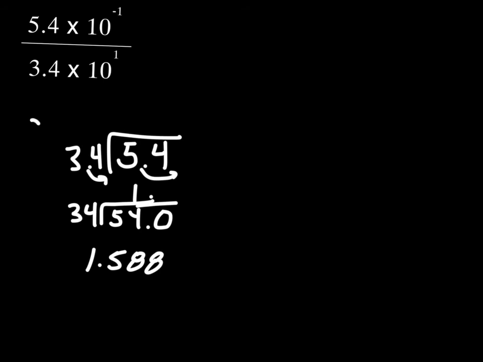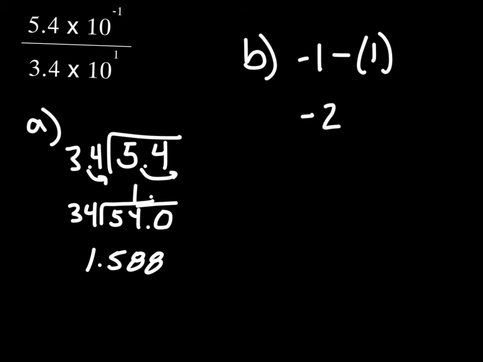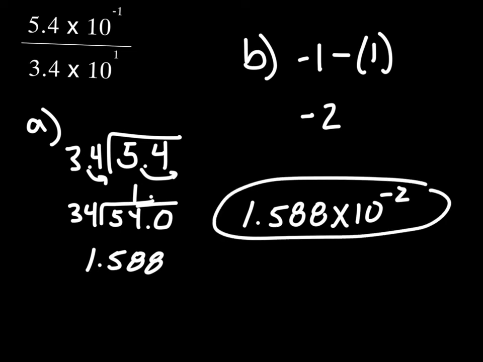And again, this for step A is pretty straightforward. B is where it gets a little tricky. So when we say this, we have a -1 minus a +1. Well, now I have same sign, so I'm really going to add, which gives me a -2 for my power. So when I put this together, I'm going to have 1.588 times 10 to the -2 for my answer.